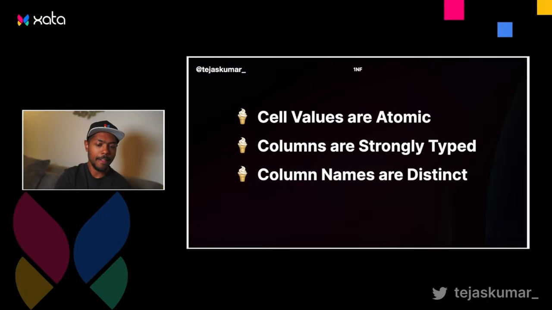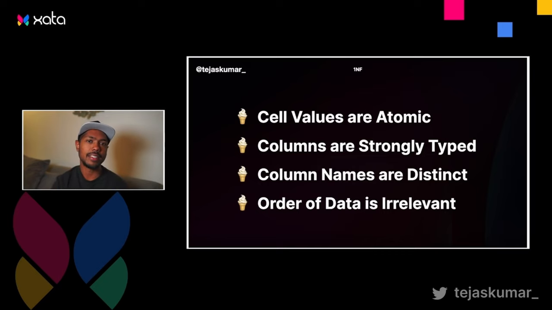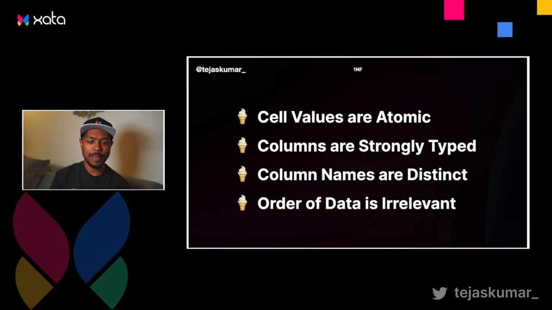All right, number four, order of data is relevant. And that is, for your data to be 1NF, it doesn't need to be ordered. In fact, 1NF says embrace the unorderedness. Why? Because SQL has order by where you can order stuff. It doesn't matter. Okay, so with that, let's now look at maybe a demo of this.